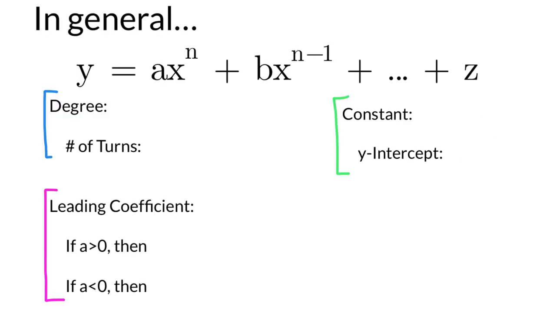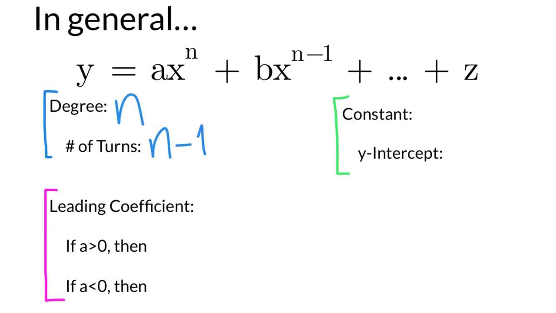So in general, if we have any polynomial function, y equals ax to the n plus bx to the n minus 1, all the way down to whatever the constant z is, our three important numbers are going to give us three characteristics of the graph. So first, when we look at the degree, remember that's our largest power. In this case, our degree is n. The number of turns is always going to be 1 less than that.